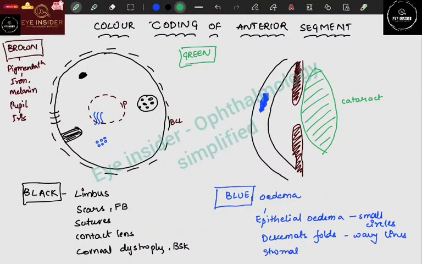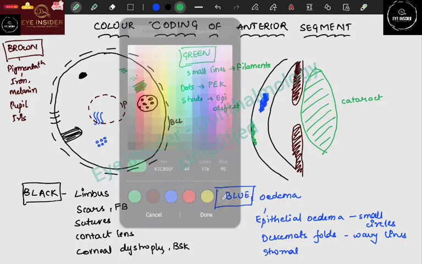Then we have green color. The lens which is cataractous is indicated in green. And apart from that, we also indicate filaments in case of small lines. Dots indicate punctate epithelial keratitis or keratopathy, and shaded green indicates epithelial defect. So we can draw it either as a shade and also in the cut section as an epithelial defect.